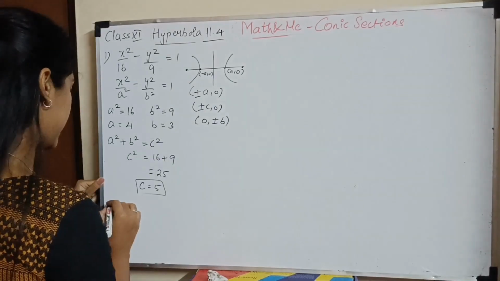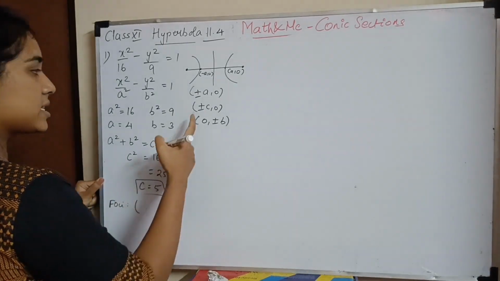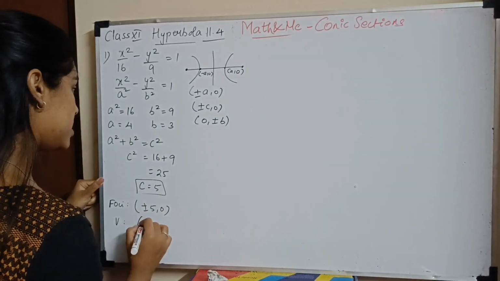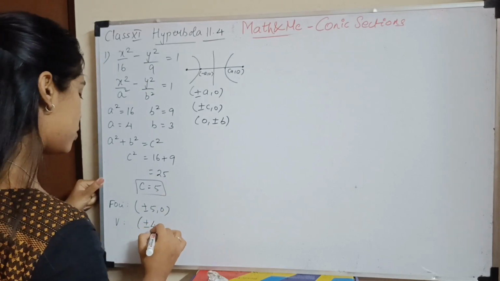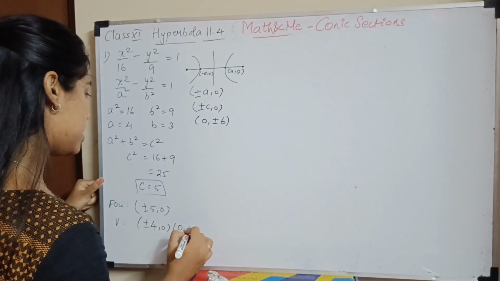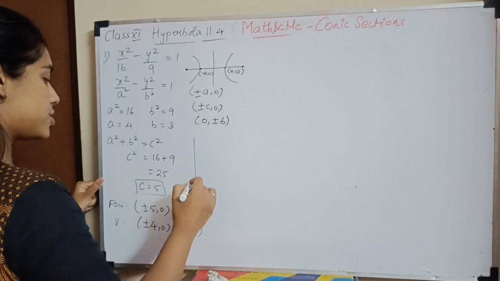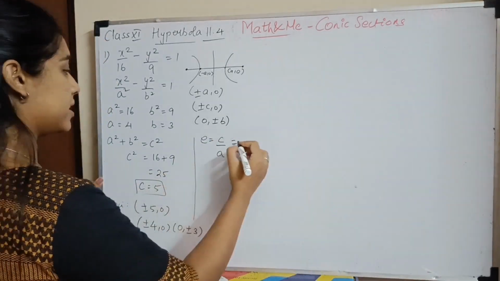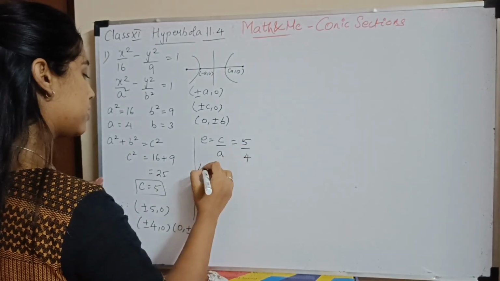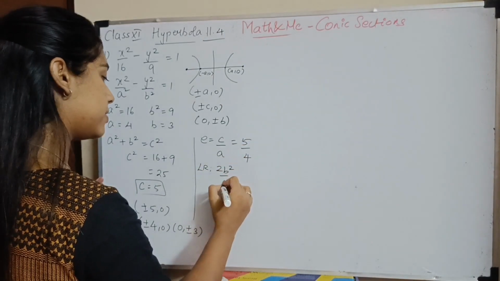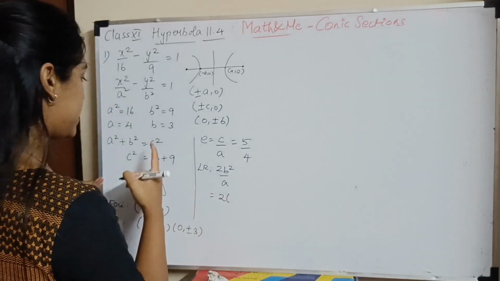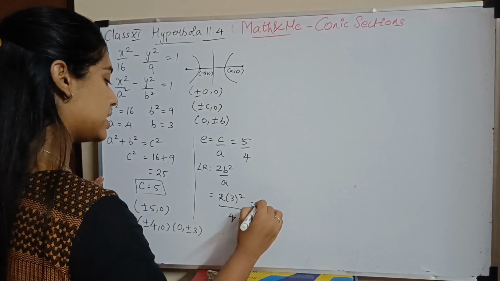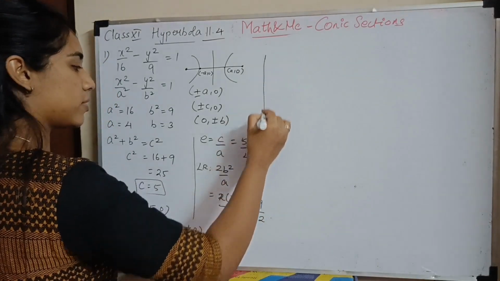What are they asking? Foci. So your foci is plus or minus c comma 0. Vertices are plus or minus a, which is 4 comma 0, and 0 comma plus or minus 3. What is your eccentricity? E equals c by a, which is 5 divided by 4. Length of the latus rectum is 2b square divided by a, which is 2 times 3 square divided by 4. They get cancelled. 3 3s are 9 divided by 2. This is the length of your latus rectum.